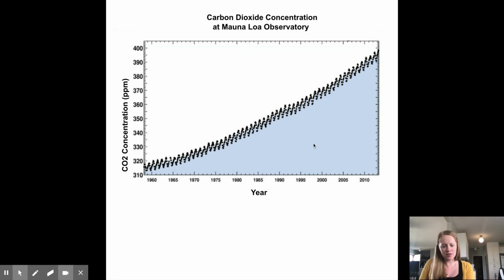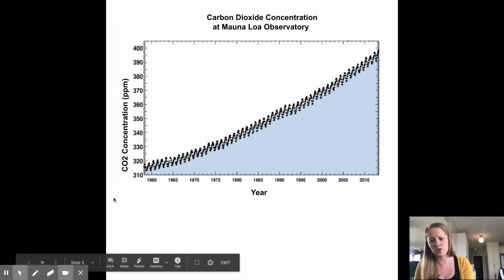I said carbon dioxide is even something that is monitored at Mauna Loa. It's an observatory in Hawaii. It was actually recording the carbon dioxide concentration. And you'll notice in 1960, it was quite low. And in 2010, it has obviously progressed upwards. And they actually measure the carbon dioxide concentration in parts per million.